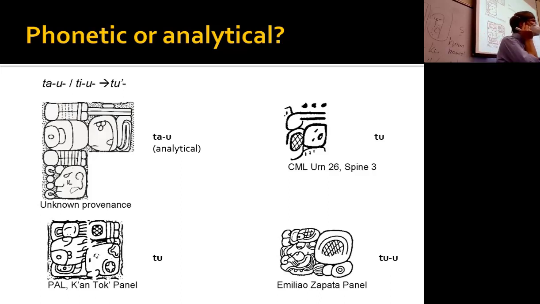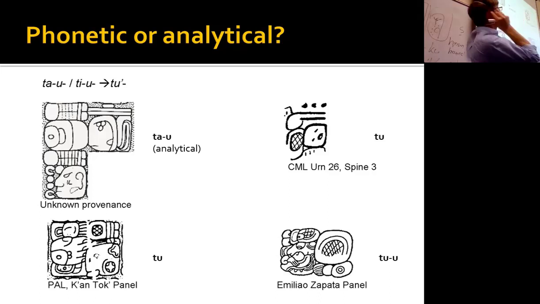So it's a phonetic process. It's required. There's no way to avoid it. But it also means that the preposition ta will have to be spelled with a different syllabic sign, right? I can no longer use ta. I have to use tu. So what do Maya scribes do?